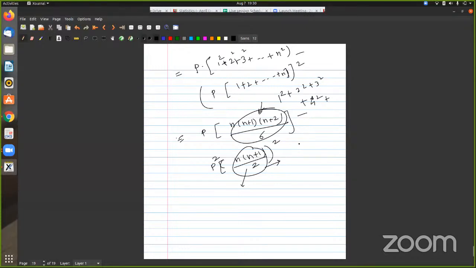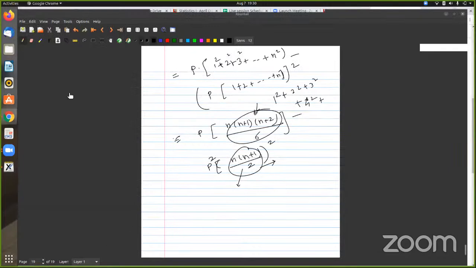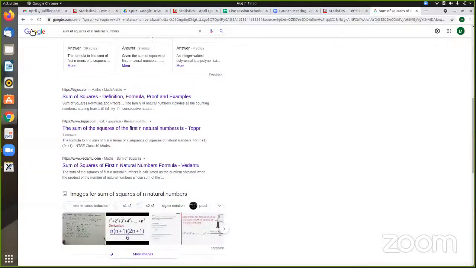Sir, I think the formula that you have used, 1 square plus 2 square plus 3 square up to n square, is n into n plus 1 into 2n plus 1 upon 6. Sir, please check it once. 2n plus 1, huh? Yes, please check, sir. It is not n plus 1, it is 2n plus 1. Correct. Yes. Okay, it's okay. 2n plus 1. Correct.